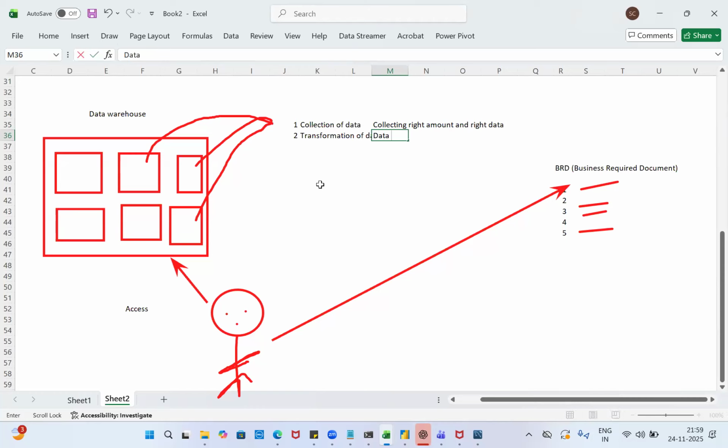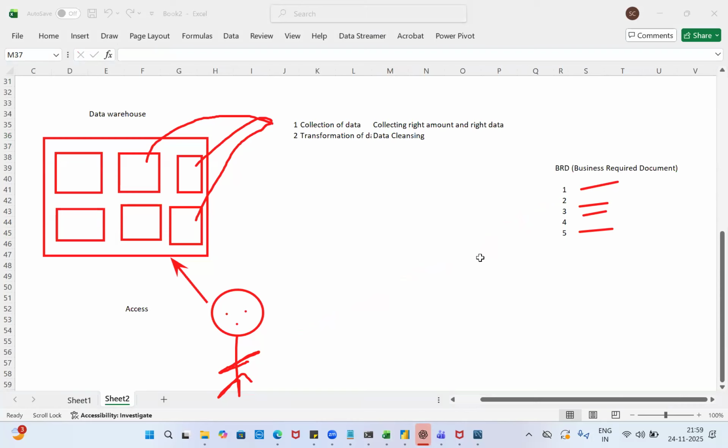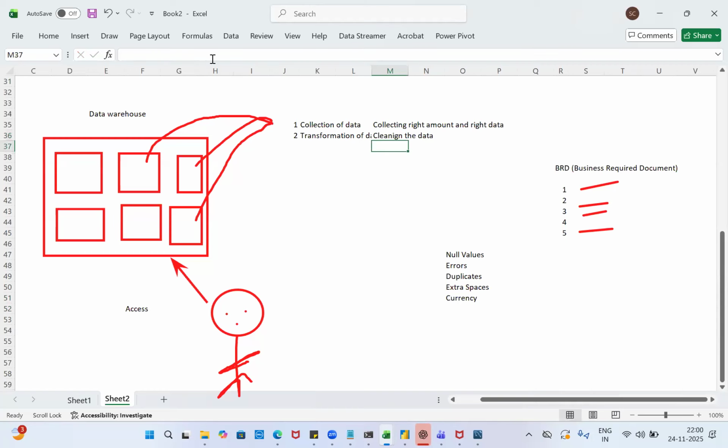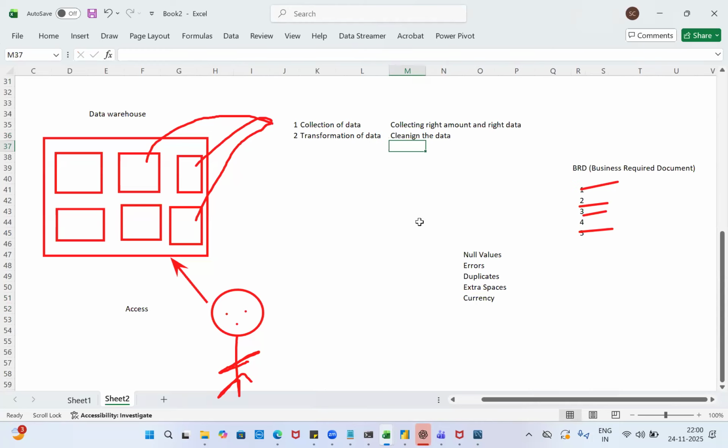Then transformation is nothing but your data cleansing. You're cleaning the data. For example, there is a chance of having a lot of null values, errors, duplicates, and extra spaces, and maybe you have to fix the currency as per the company where you're working, put in proper case, assign order, and deal with null values. All these are transformation of data. If you have duplicates, you cannot expect the right answer. If you have null values, you cannot expect the right answer. So transformation of data is nothing but cleaning the data.